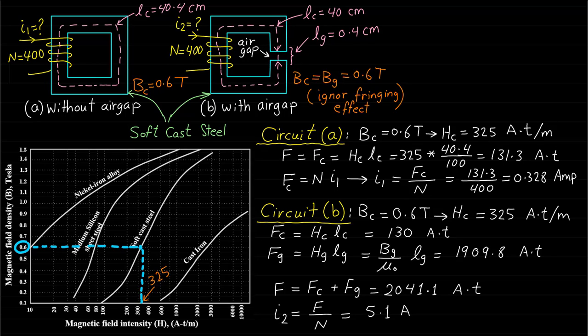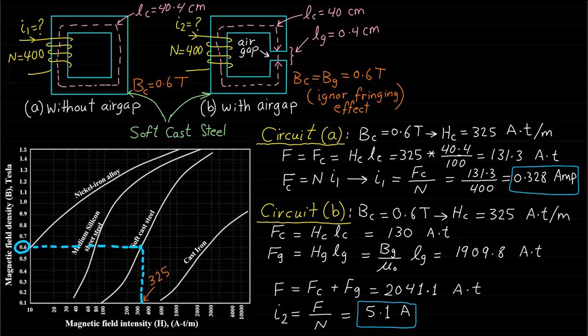Actually, I provided this example to highlight the following two points. The first point is that the magnetic circuit with the air gap will require a higher current of 5.1 amperes to achieve a magnetic flux density of 0.6 Tesla. However, the magnetic circuit without an air gap will require only 0.328 amps to achieve a magnetic flux density of 0.6 Tesla. These results confirm what I explained at the beginning of this lecture.